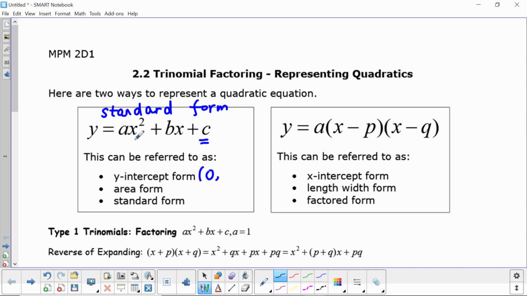You will see a times 0 squared plus b times 0 will be 0. So only c is left. So the y-intercept is (0, c). And this standard form, we also call it area form.